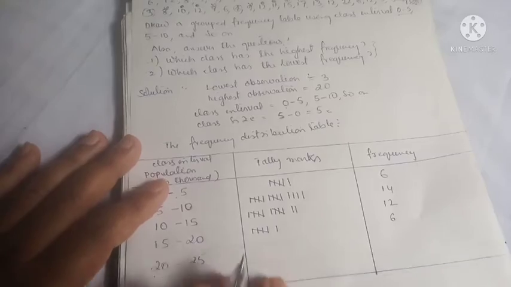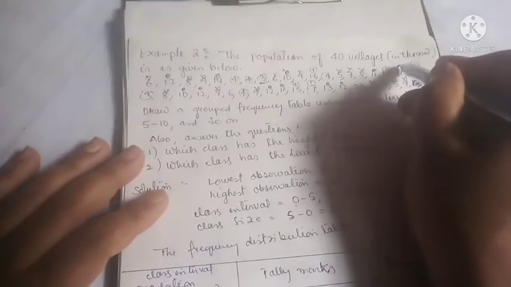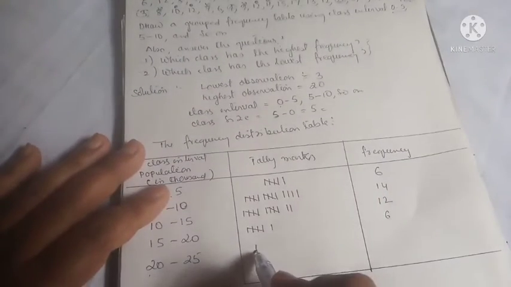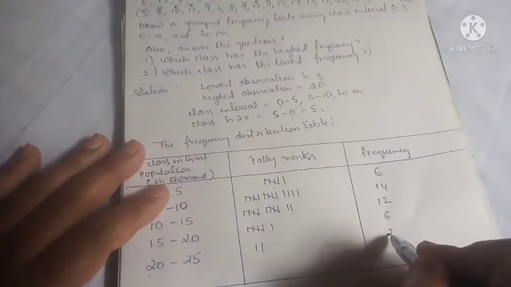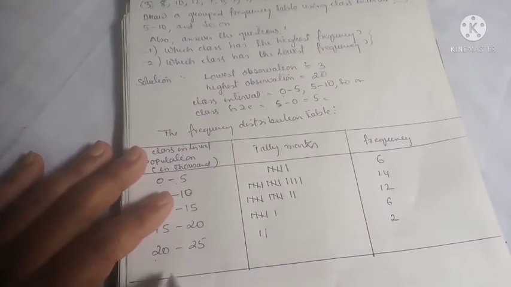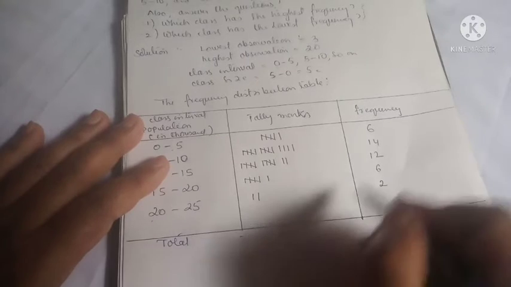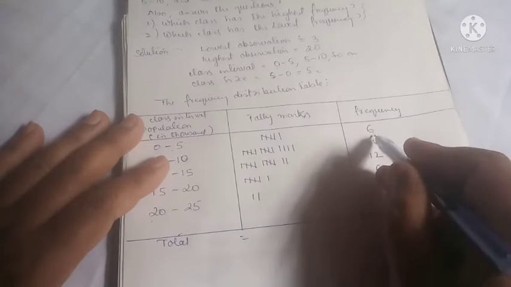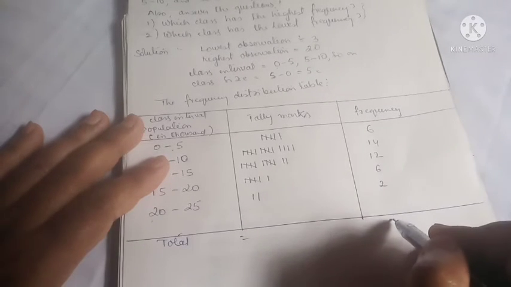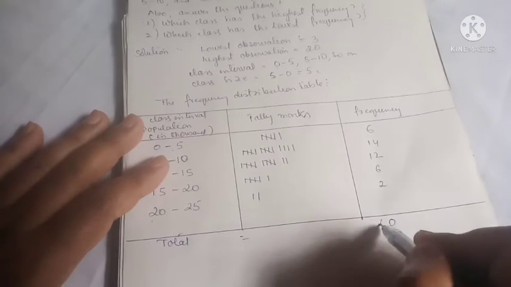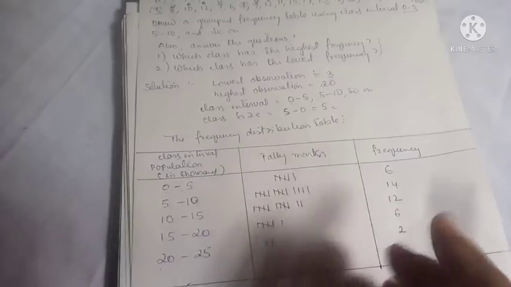Okay, from 20 to 25 we have to find out. There are 2 villages from 20 to 25. Now we have to find the total. The total is how much? It will be 40. Now your frequency distribution table is correct.